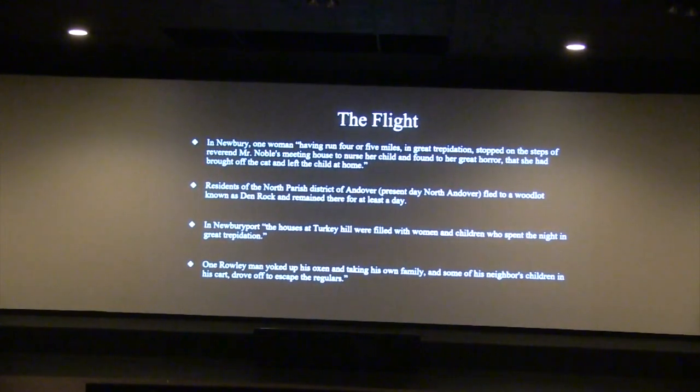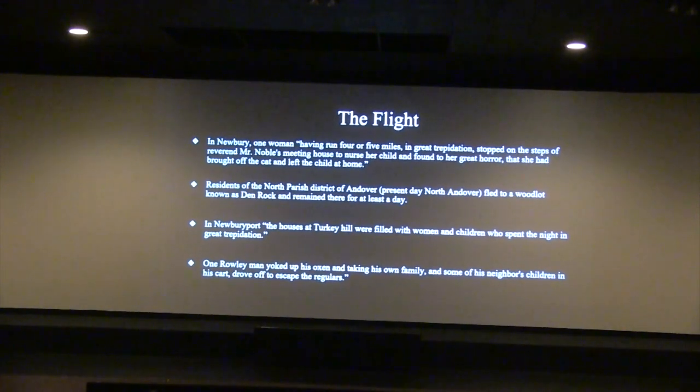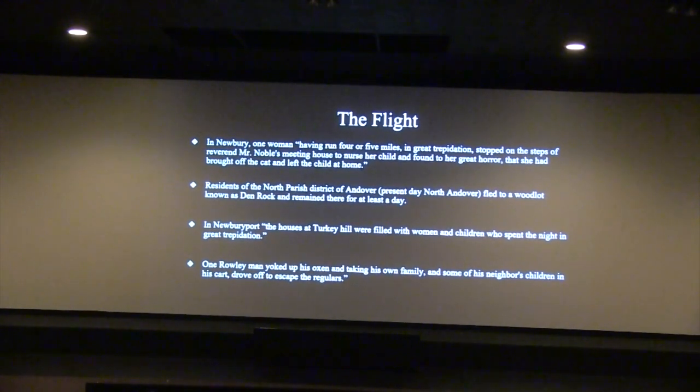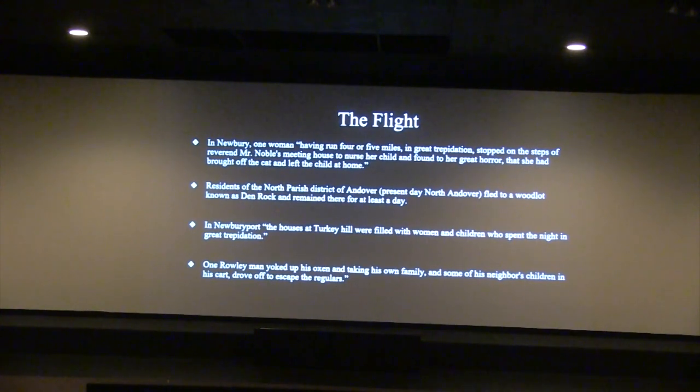One Rowley man yoked up his oxen and took his family and fled. He also grabbed neighborhood children to escape the regulars. There was actually almost a borderline fistfight in Newbury, where there was an argument between some of the locals whether or not to tear up the bridge over the river so they could prevent the march from Ipswich towards Newburyport.